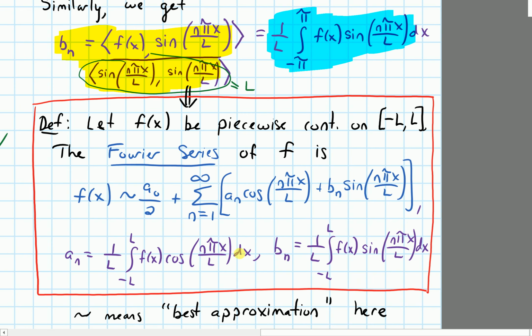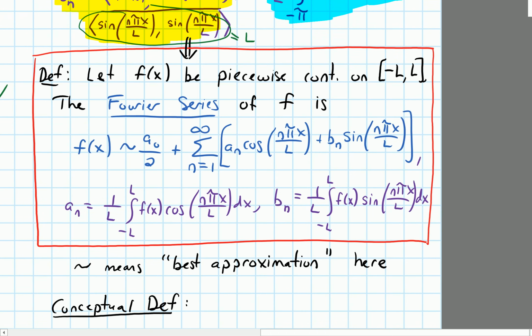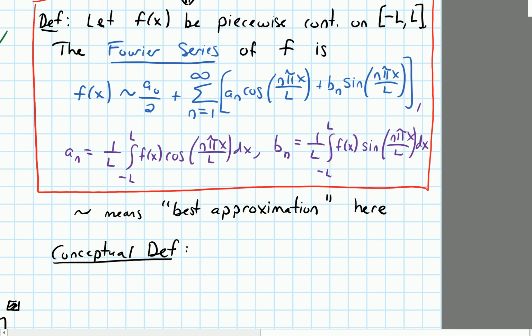So these are the formulas that you'll see in the book. I'm also going to more explicitly write down the formulas I usually choose to use, and those are the inner product ones. So this is the technical definition of a Fourier series.